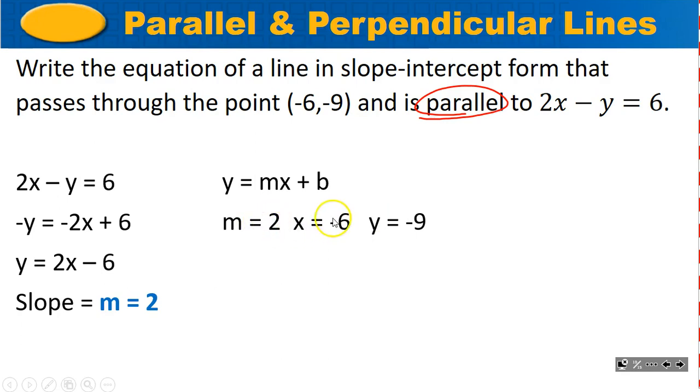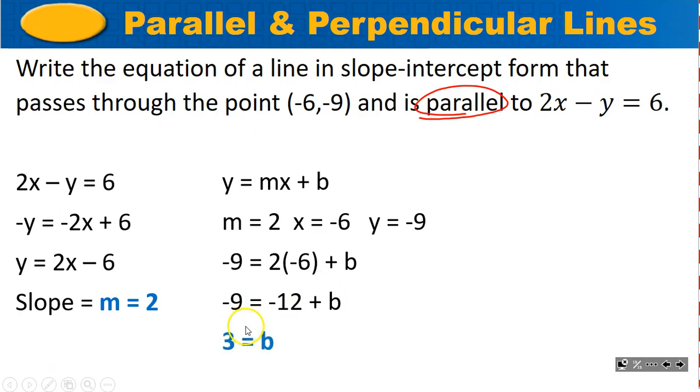So we're going to put our m, our x, and our y in that equation. When we do that, we get negative 9 equals 2 times negative 6 plus b. We're going to multiply this 2 times negative 6. That gives us negative 12. And then we're going to add that 12 to both sides. And negative 9 plus 12 is 3.